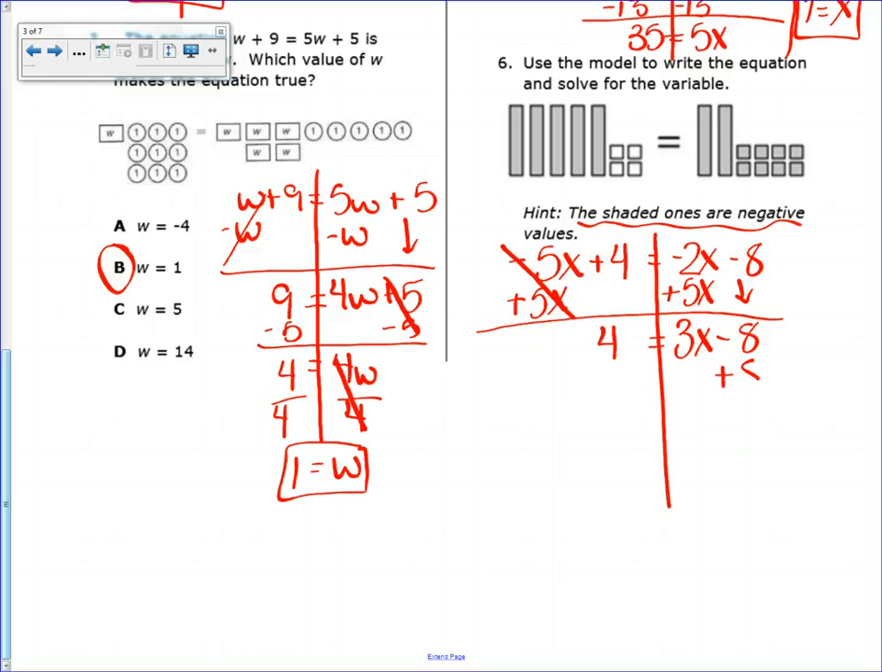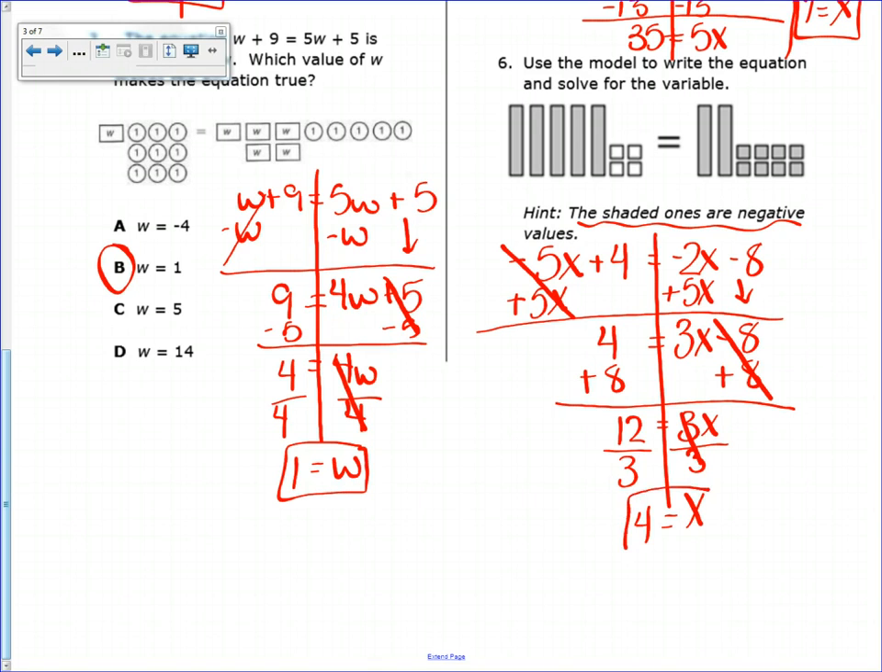Then I'm going to add 8 to both sides. Again, my original 8 was negative, so to cancel, we have to add. 4 plus 8 is 12, equals 3x, and divide by 3. We get 1x equals 12 divided by 3 is 4.